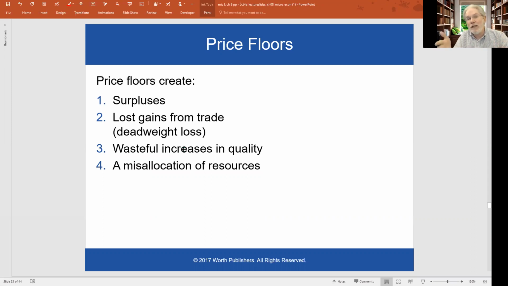In deciding what quality is ideal, you look at what the benefits and the costs are. We're going to see that with price floors, you get increases in quality, but that's actually a bad thing because those increases come at a cost that exceeds the value of that higher quality. And then fourth, a misallocation of resources.